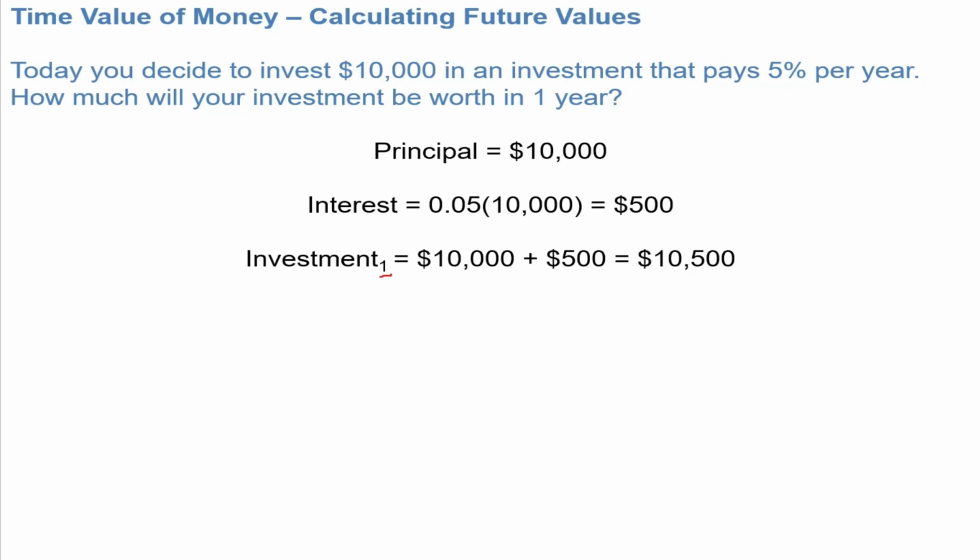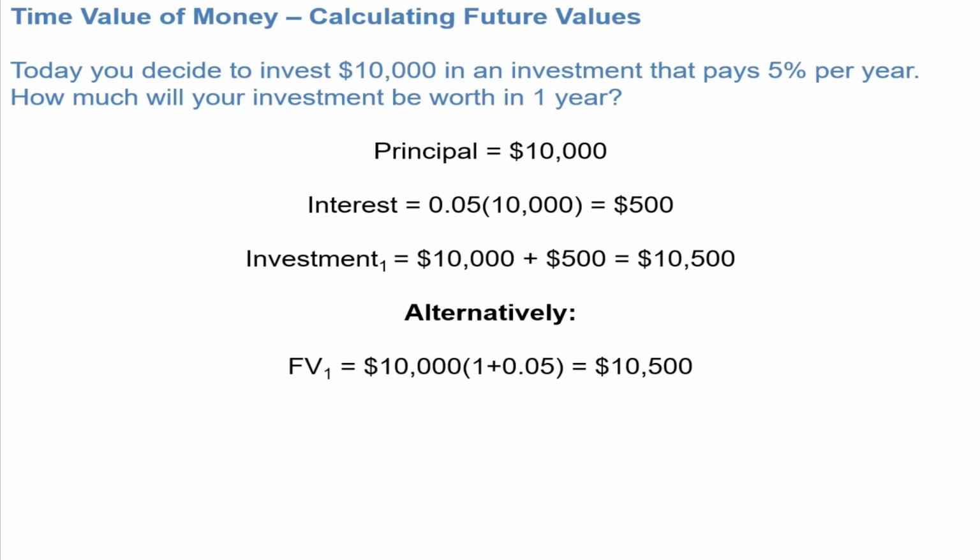The last calculation is to calculate what our investment will be worth in 1 year. So this subscript 1 represents the value of our investment in 1 year. To calculate that, we take the $10,000 principal investment plus the $500 of interest we earned in the 1 year, which gives our answer of $10,500. Another way that we could have solved this problem is by taking the $10,000 principal amount and growing it at the 5%. This gives us the same answer as you can see.